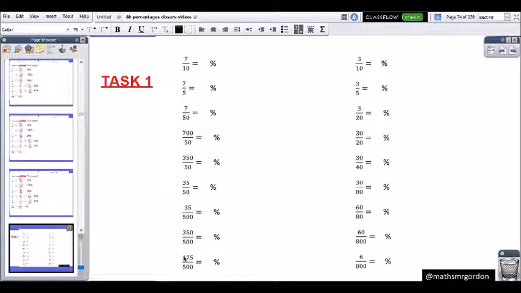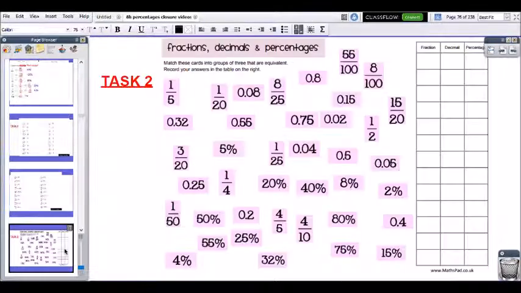Okay, so at this point, please can you find task 1 on your worksheet attached for you on Google Classroom, please, and find all of your answers on there. So any problems, please just let me know. And then if you have time, please can you find task 2. That's where you're taking all of these mixed up fractions, decimals and percentages, and you're going to try and put them into groups of 3 equivalents. Alright, so just let me know if you've got any questions.